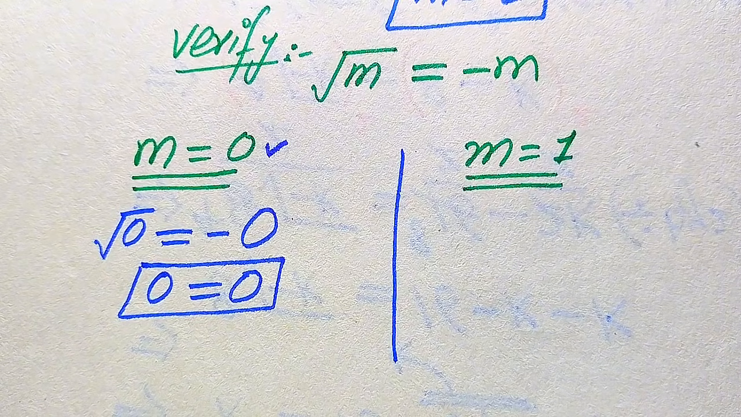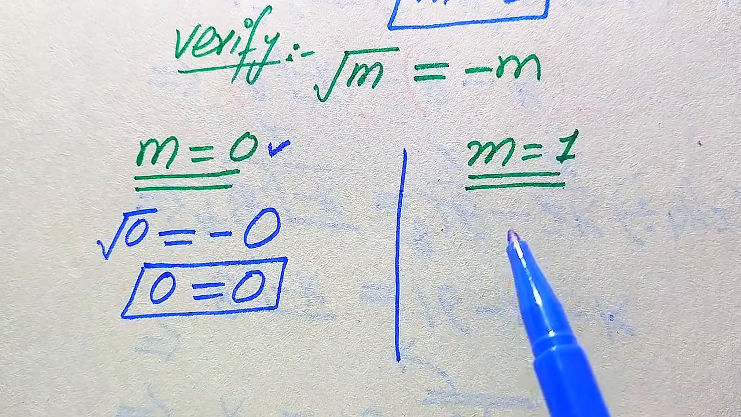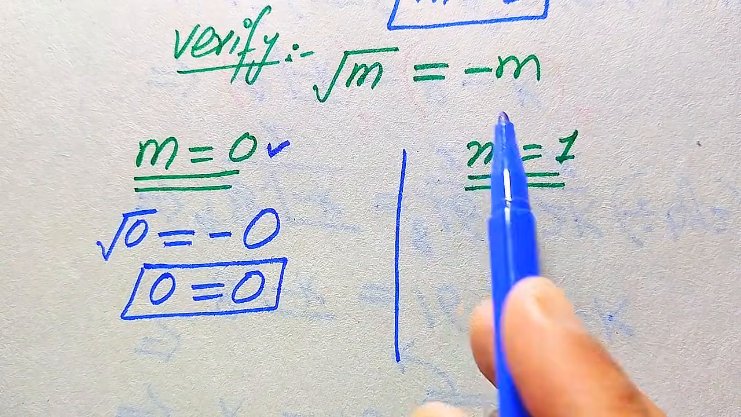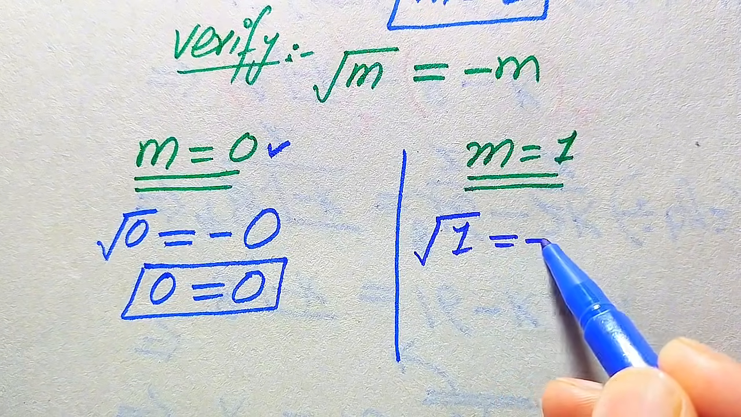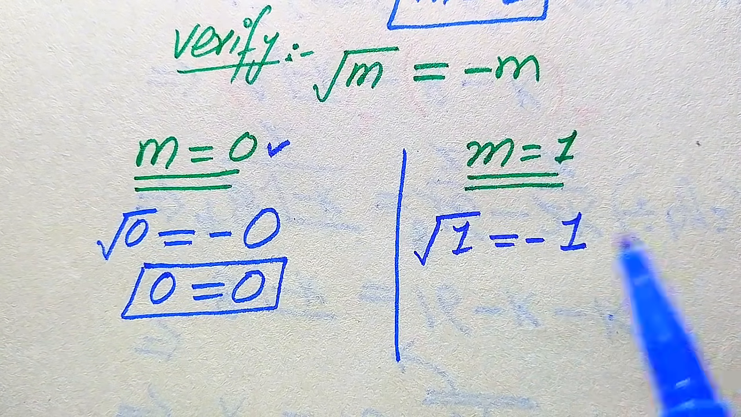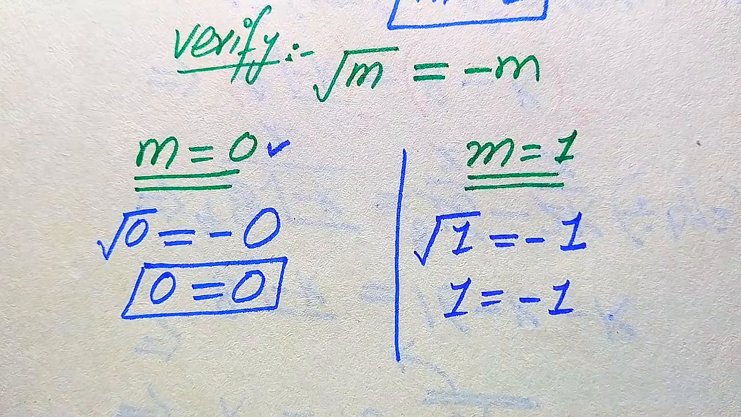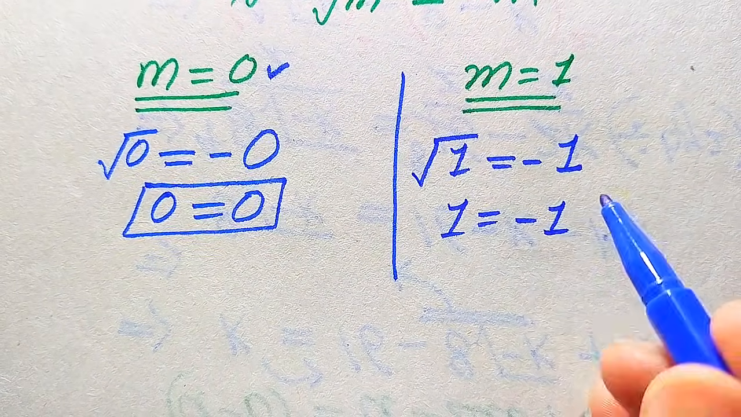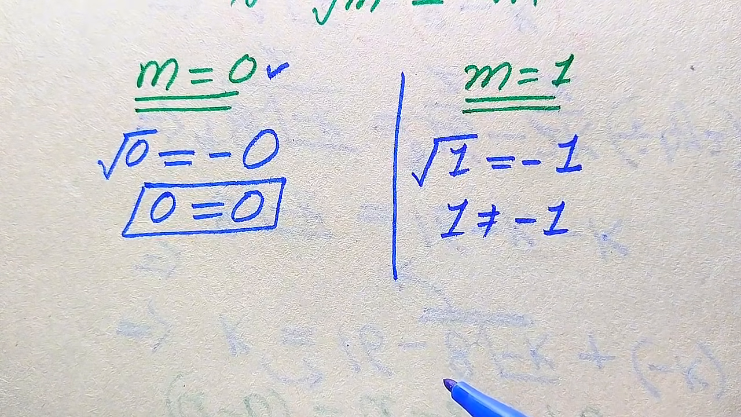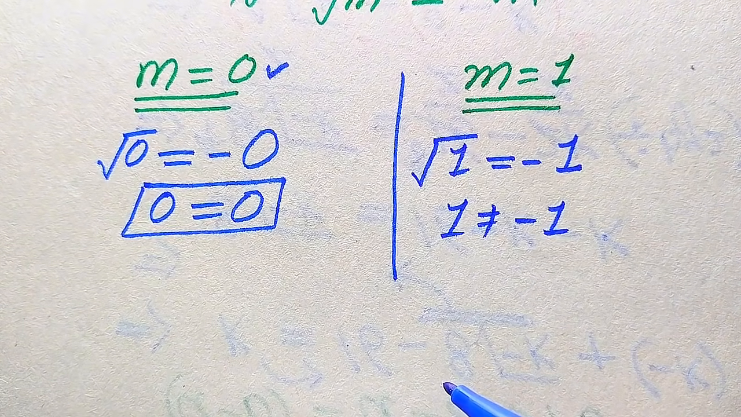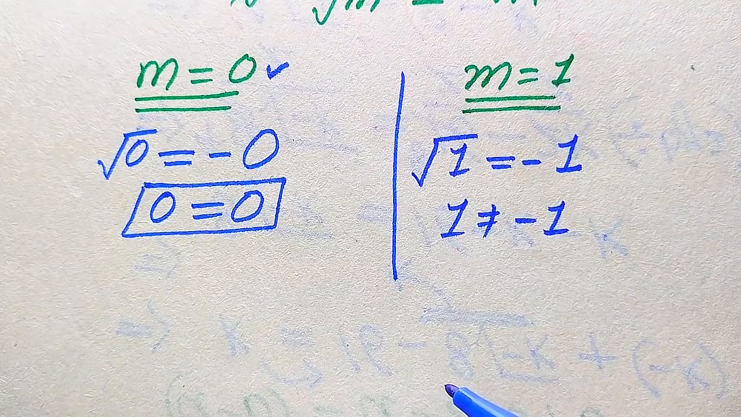Now in the same pattern we verify the second value of m. Here we substitute m equals 1 on both sides, and it is written as the square root of 1 equals minus 1, and here we easily get 1 equals minus 1. So this shows that both sides are not equal. If both sides are not equal, this means that m equals 1 does not satisfy our given equation.